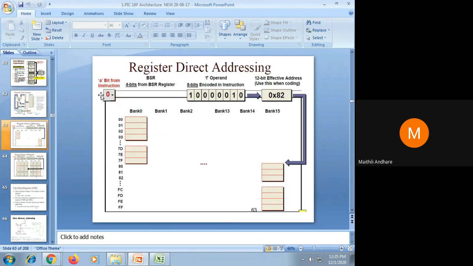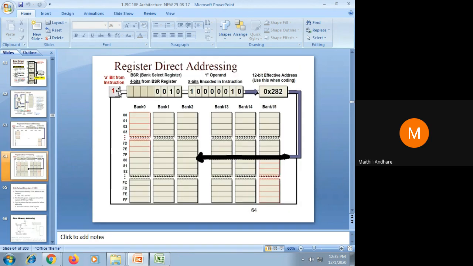So here I have taken one example. A is equal to 0, and if the address is 82, it can be selected from this access bank. According to that, if a is equal to 1, first of all, by using the BSR register, that is the bank select register, which is a 4-bit register, I have to put the value of the bank. Suppose I put 0011, bank 3 will get selected. 0100, bank 4 will get selected. So likewise, right now it is 0010, that's why bank 2 gets selected.